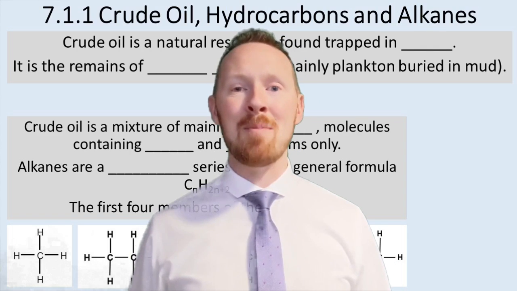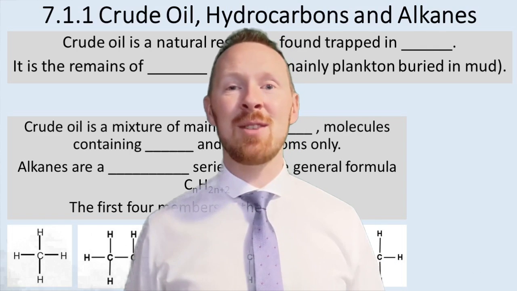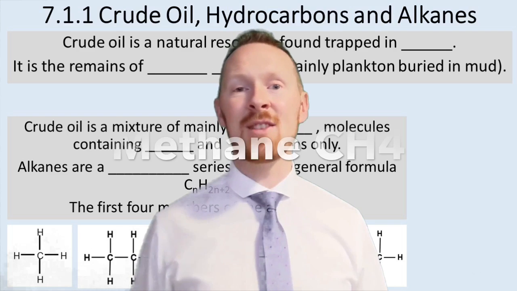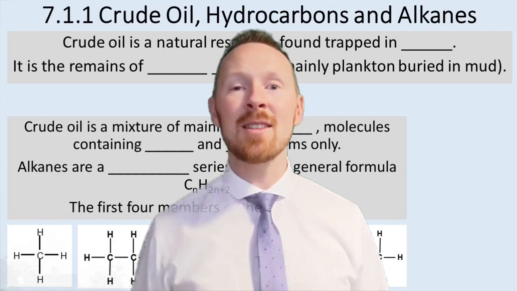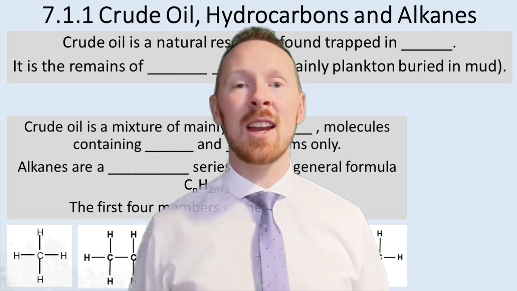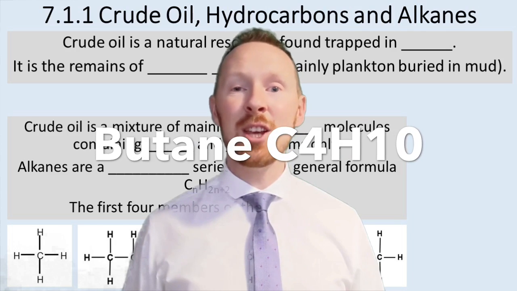The first four members of the alkane homologous series are methane, CH4, ethane, C2H6, propane, C3H8, and butane, C4H10. You must know these.